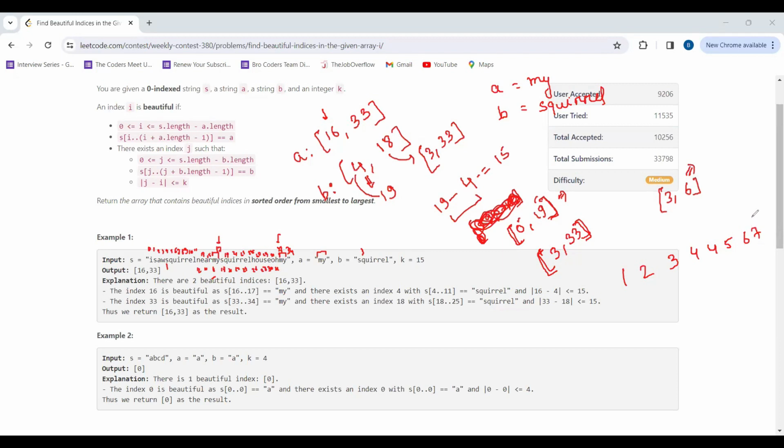Last two, this index, right? So what does upper bound tell? Upper bound gives the index to that element which is not less than the number you have passed. So the first element which is not less than 6 is 7. So it will return the index to this 7. 0, 1, 2, 3, 4, 5, 6, 7. So these are all the indices.